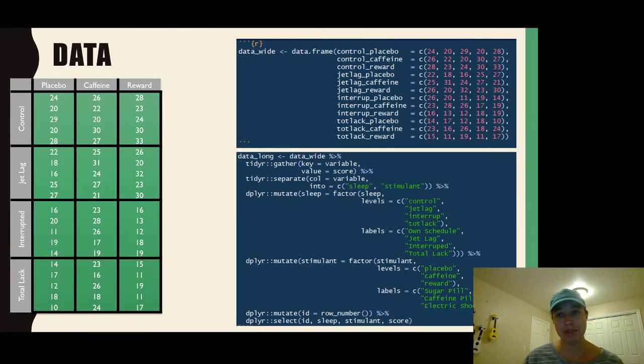So here's the data that was presented in the textbook. In each one of these green cells, we have the scores on the video game for driving that truck for the 5 people that were in that scenario. So if we look in the upper left-hand corner, the control placebo group, which you would think maybe would be the best because they're not getting caffeine, they're not getting shocks, they're not getting payments, they're not getting their sleep messed with. Their scores were 24, 20, 29, 20, and 28. So that was their scores.